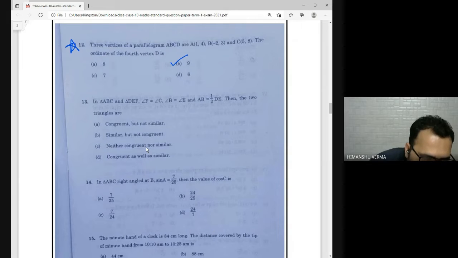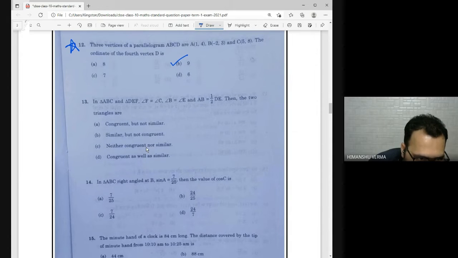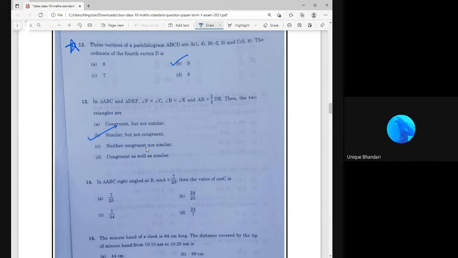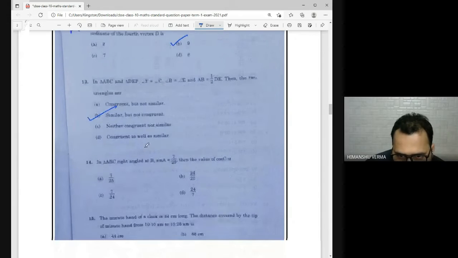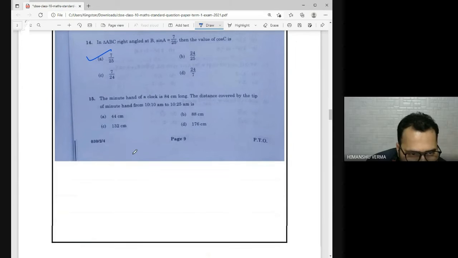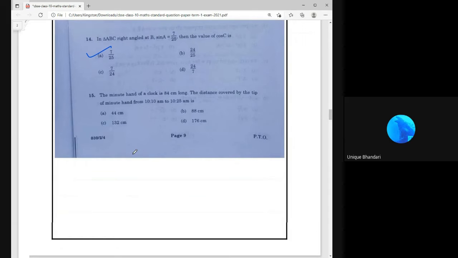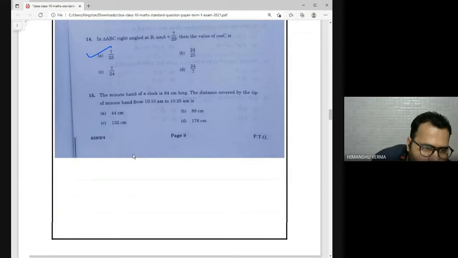In the triangle, 13th one, mark it and then we'll discuss. Similar but not congruent, B. Yes, sir. Okay, 14th one, option A, correct. 15th one, I skipped. Why did you skip it?